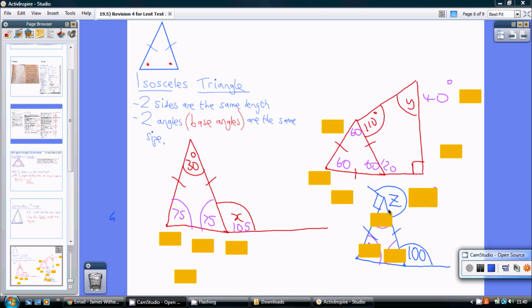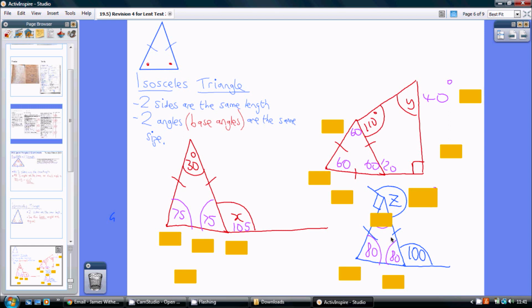So finally this blue one. Angles on a straight line add up to 180, so that angle there must be 80. Now this is an isosceles triangle, so base angles are equal, so that one must also be 80.